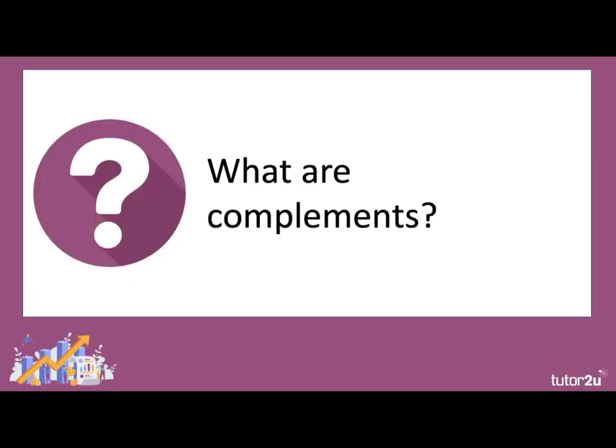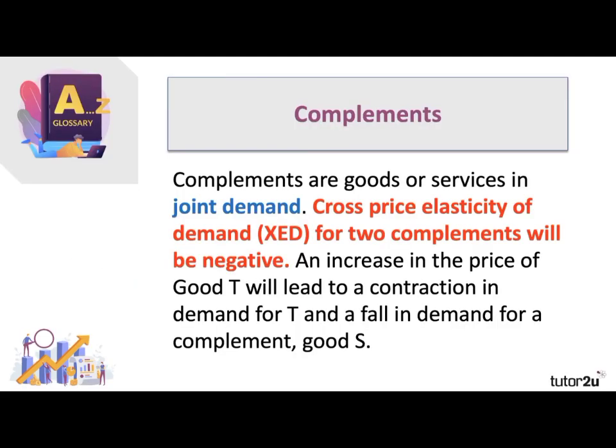Now, what are complements? Well, complements are goods and services in joint demand. We tend to buy them together, and the cross-price elasticity of demand for two complements will always be negative. The sign does matter. An increase in the price of T, for example, will lead to a contraction in demand for T. People buy less T, and a fall in demand for a complementary product, good S.